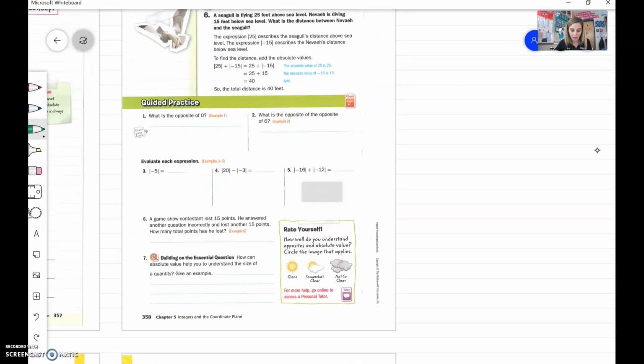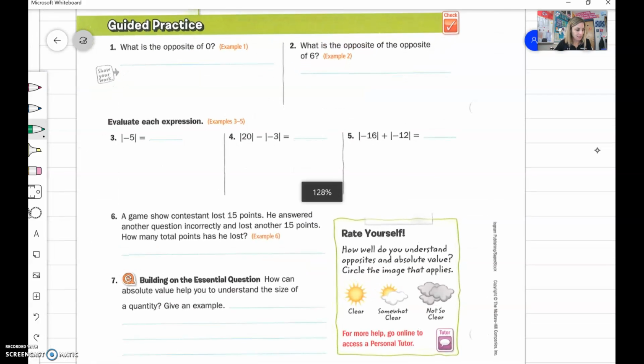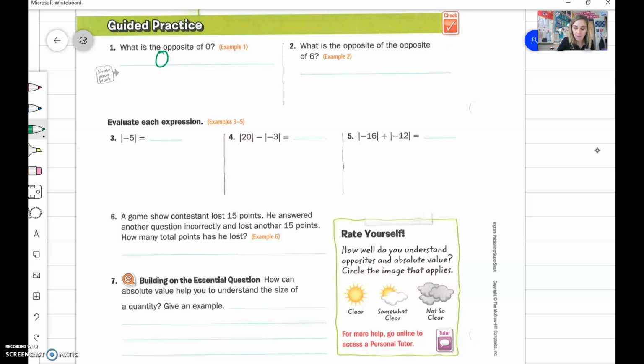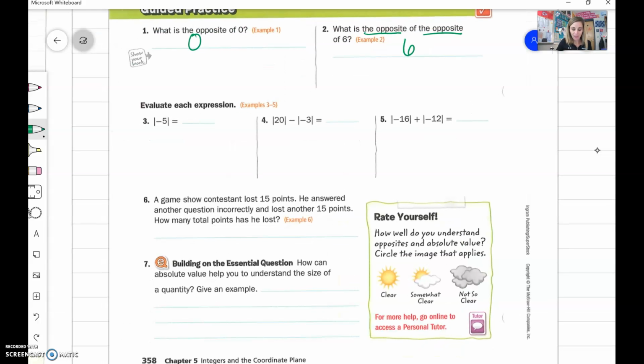Okay, here we go. What is the opposite of 0? 0. There's no opposite of 0. 0 is just 0. What is the opposite of 6? So start with 6. The opposite of 6 is negative 6. And then the opposite of that negative 6 is 6. Okay? All right, evaluate each expression.